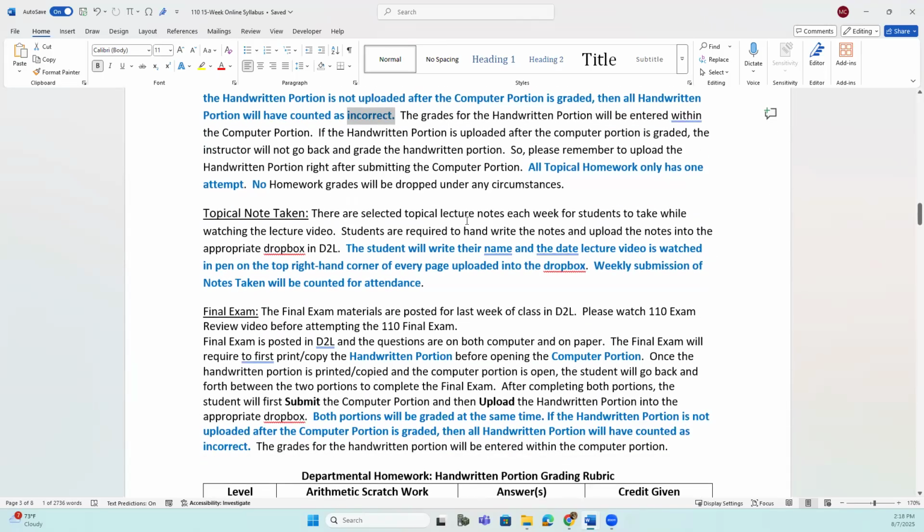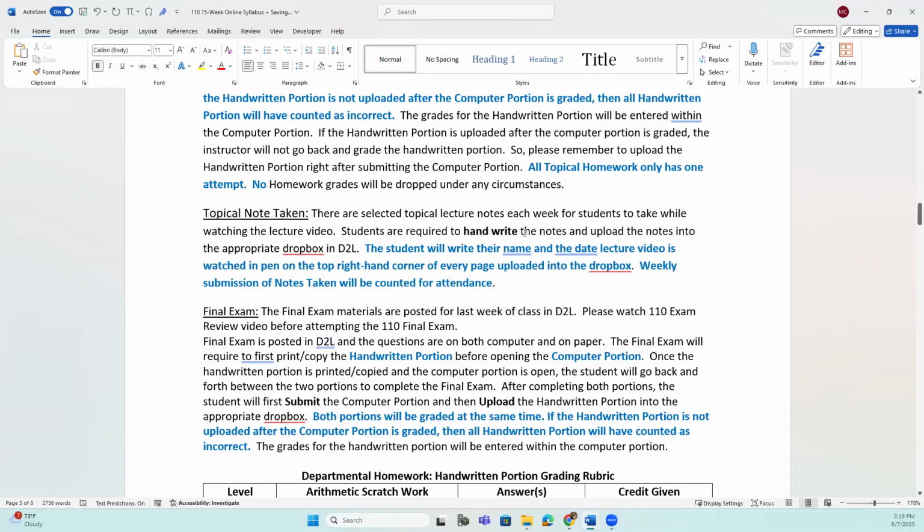There are selected topical notes for you to take every week while you're watching the lecture video. So instead of asking you to turn in all the notes you took, I'm just asking for one of them, so it's not that many pictures. You are required to handwrite the notes. The handwritten portion of homework and the notes taken have to be handwritten. You can write in pen, you can write on a tablet or something like that, but it has to be your handwriting. It cannot be typed.